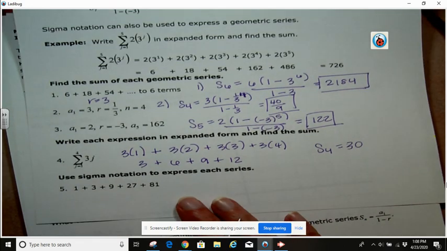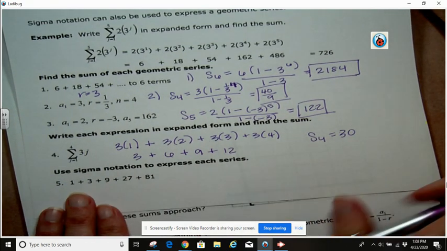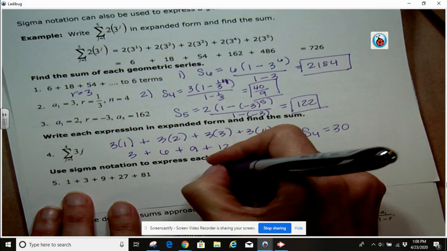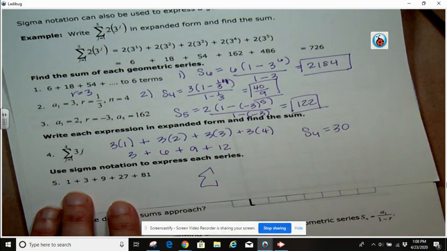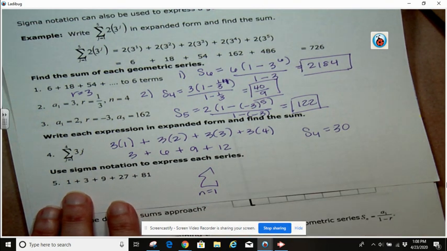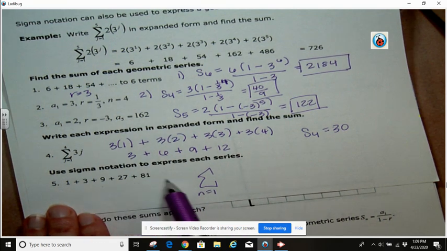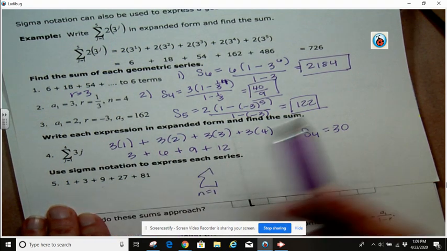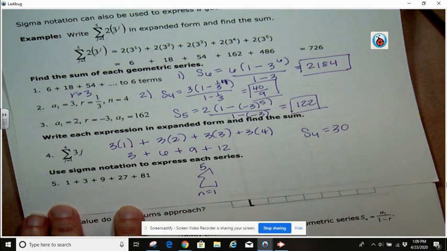All right, for the last one, now we're going to go backwards and write this in sigma notation. If you're writing sigma notation, it's always a good idea to just start with n equals 1. Because if you do n equals 1 down here, however many terms there are can be the number at the top. And there are 1, 2, 3, 4, 5. So I'm going to write a 5 at the top.